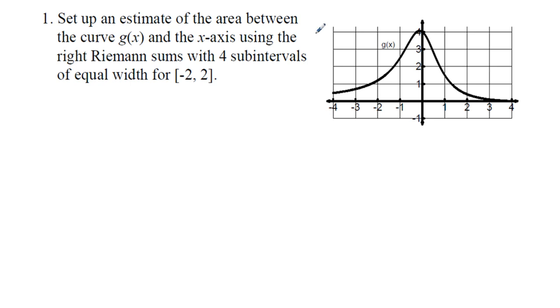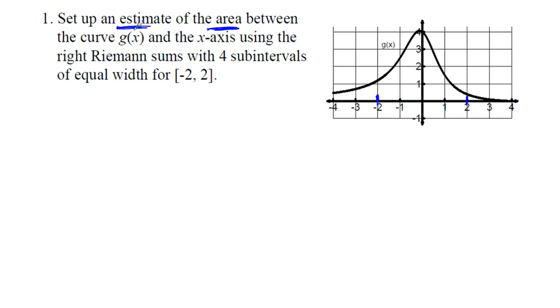Set up an estimate of the area between the curve g of x and the x-axis using the right Riemann sums with 4 subintervals of equal width for the closed interval from -2 to 2. And so we have an interval from x equals -2 to x equals 2.